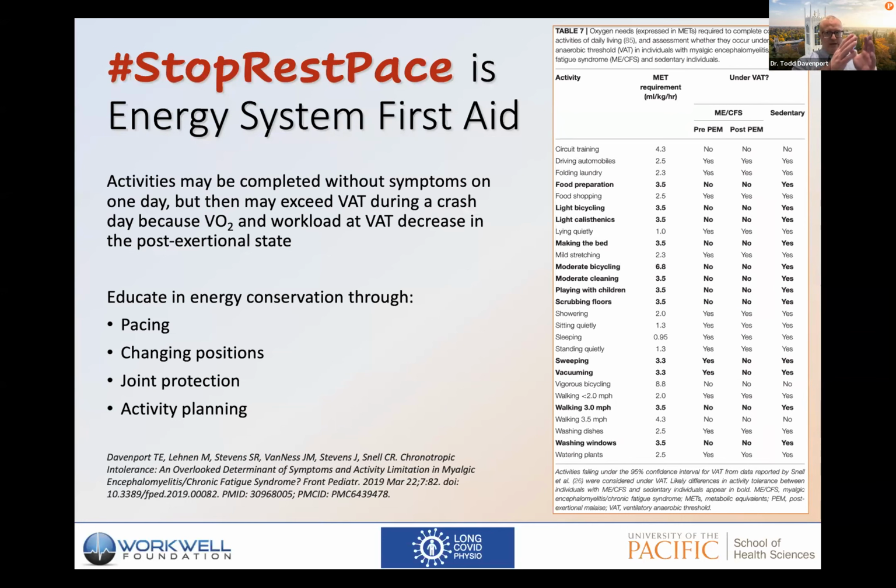Whereas they may be perfectly fine to do it in one session, that next session may be impossible due to the fluctuating physiology and the activity-dependent aerobic system dysfunction that we see in ME/CFS and by association with post-COVID condition. And so this raises the importance of educating people who are living with post-COVID condition in energy conservation through pacing, through changing positions to find more metabolically advantageous positions, joint protection, and then also to plan and prioritize activities, seeking help from others when necessary.